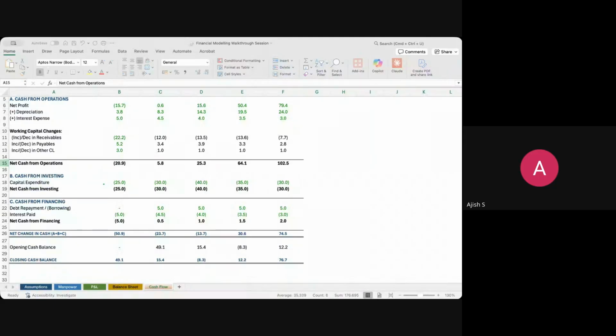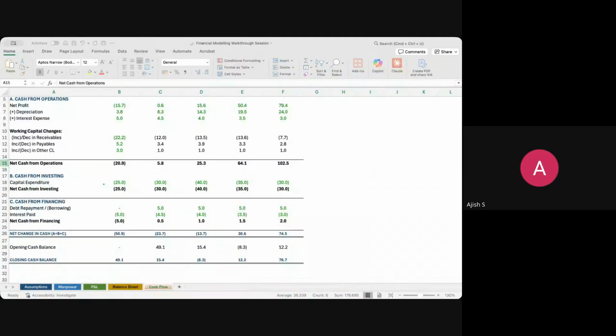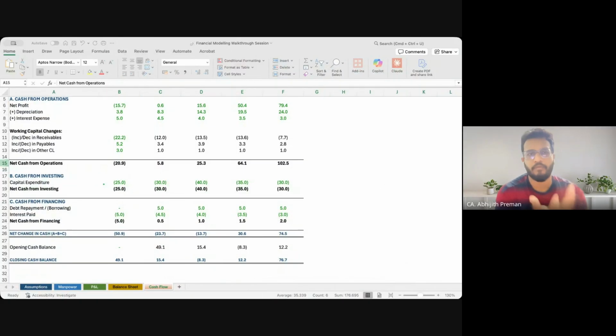But why should we put this capital expenditure in bracket? So that's actually cash going out of your business. So if you want to buy a laptop, you have to pay to someone. Okay. Yeah.